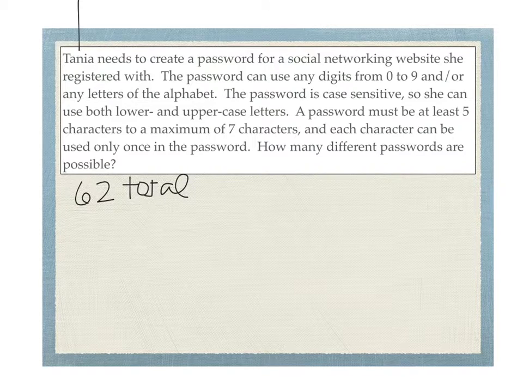Yeah. There's 62 total. Now this is a situation where we actually have different cases. We're going to see a lot of these problems. It's where Tanya could have a password with 5 characters, or she could have a password with 6 characters, or 7 characters. So she has 3 choices. Each one of those is like a case. So she has case 1: she decides only to have 5 characters.